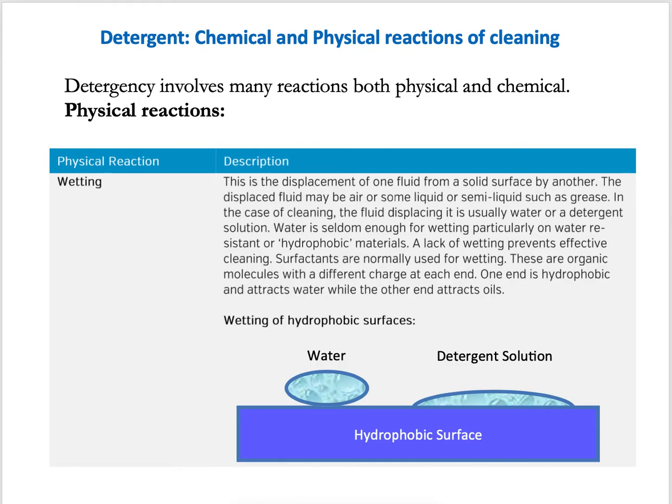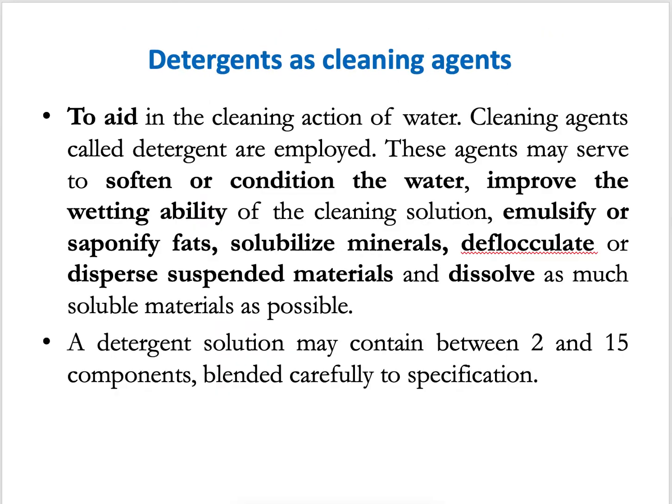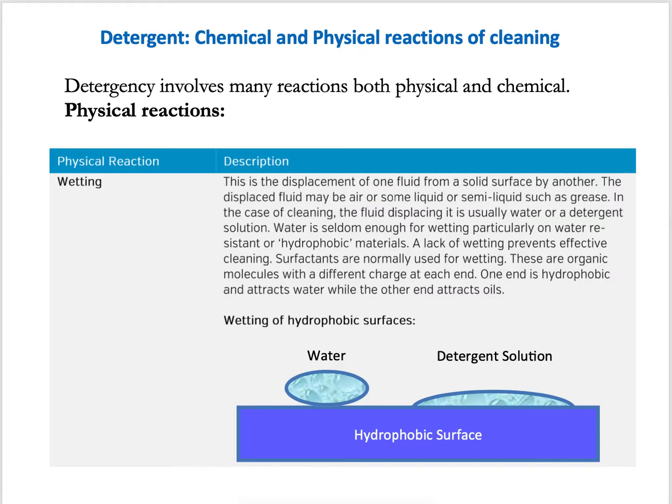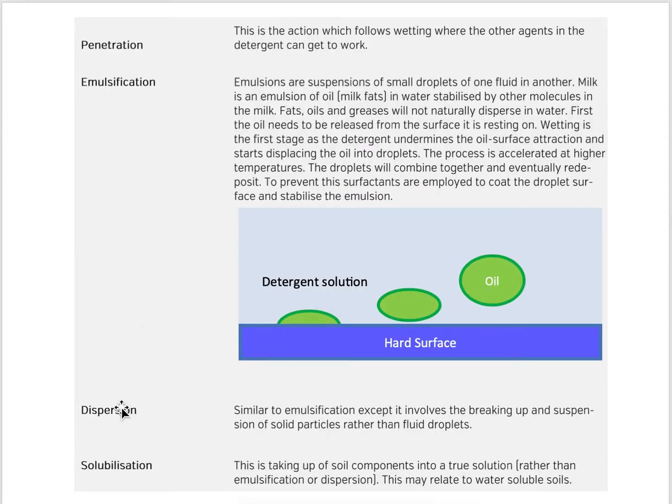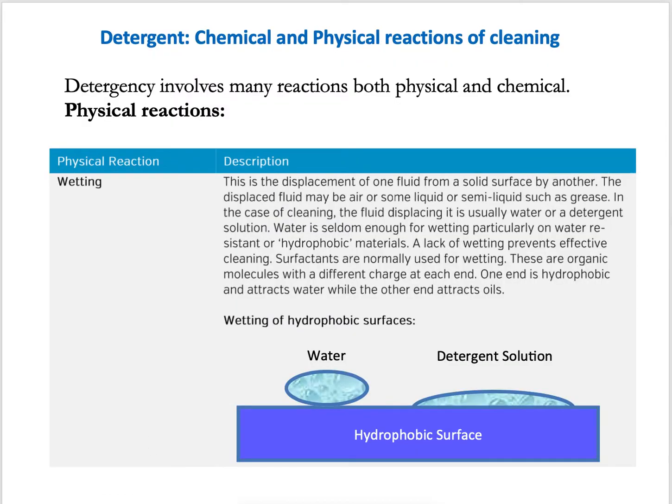So first let's talk about the physical reactions. What kind of physical reactions are involved during cleaning using detergent? As I said in the earlier slide, detergents do several different things, such as wetting, penetration, emulsification, dispersion, and solubilization. So what is wetting actually? If there is insufficient wetting, the cleaning will not be efficient.